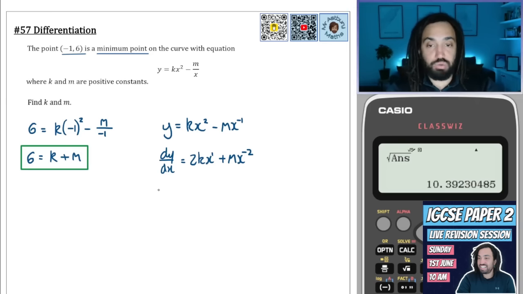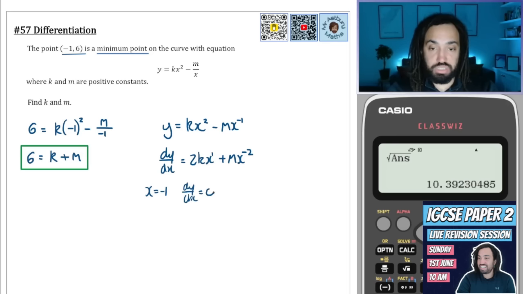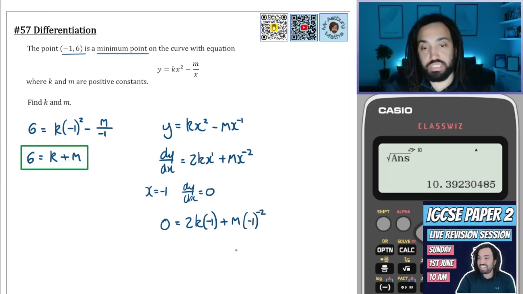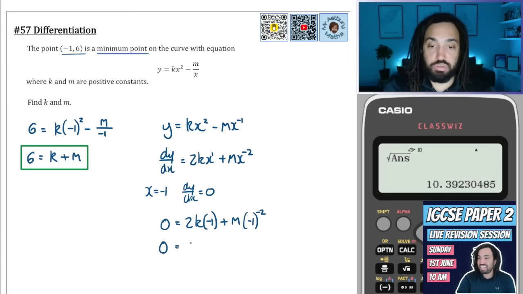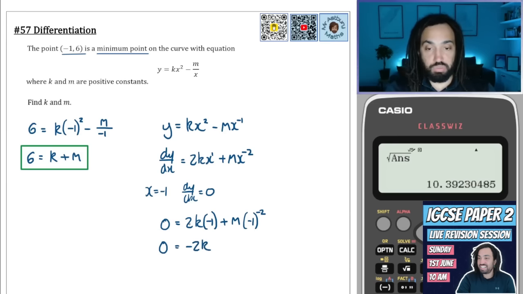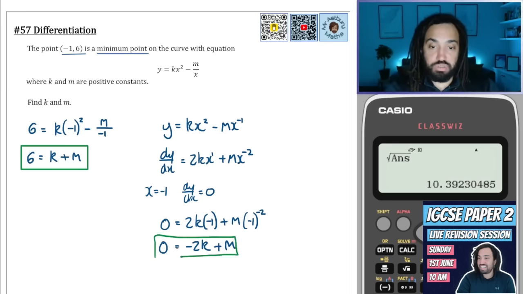Okay. Now what we're saying is this is equal to 0 when we're at the minimum point. So when x is equal to minus 1, dy by dx is equal to 0. So subbing in, 0 is equal to 2k times (minus 1) to the power of 1, which is just minus 1, and then plus m times (minus 1) to the power of minus 2, like so. Okay, so this is going to give us minus 2k, because the minus 1 will make that negative, but (minus 1) to the power of minus 2 is actually just 1, so that's just going to stay as m. Okay, so that is our second equation. Now we just need to solve these two simultaneously and we should be good.